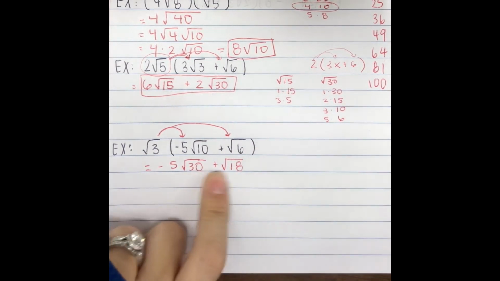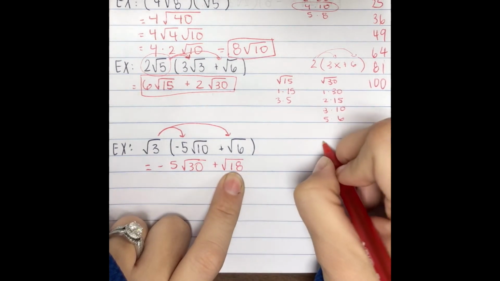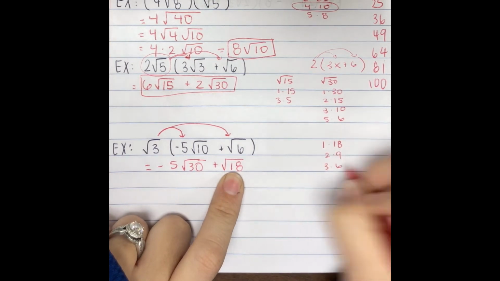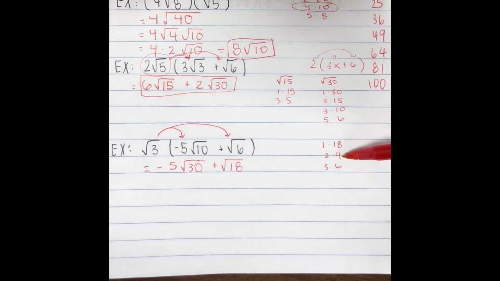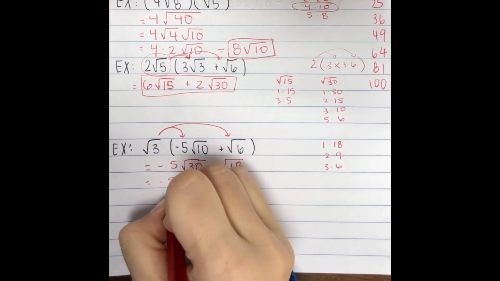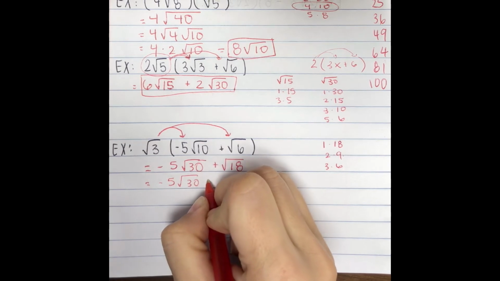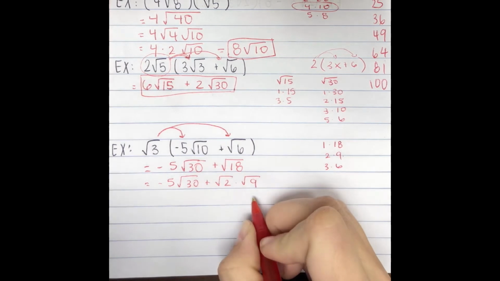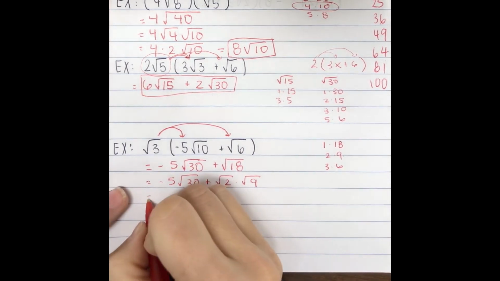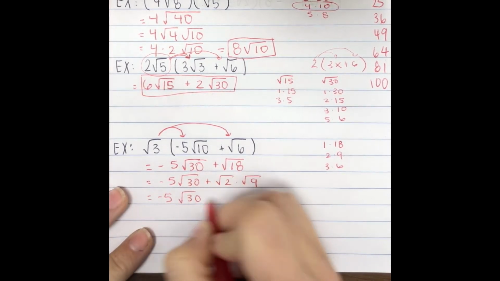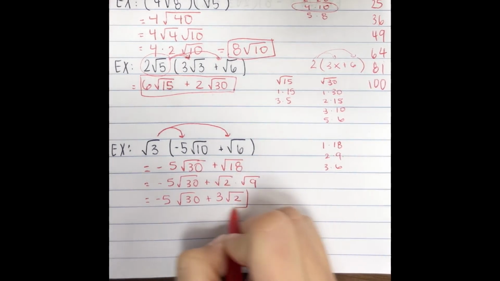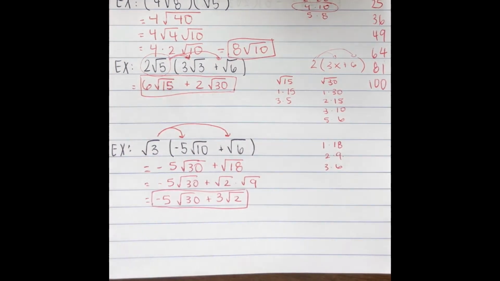We know this can't be simplified, but let's simplify square root of 18. So we have 1 times 18, 2 times 9, and 3 times 6. So our greatest perfect square here is a 9. Okay, so we get negative 5 square root of 30 plus square root of 2 times the square root of 9. And the square root of 9 simplifies to 3. So we get 3 square root of 2. And this is our simplified answer.